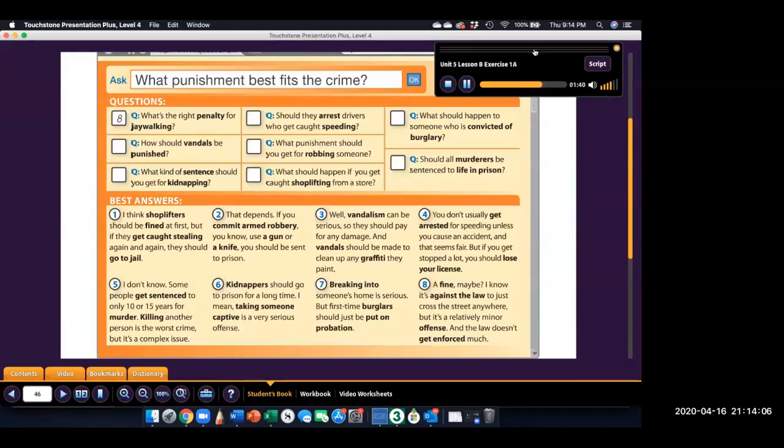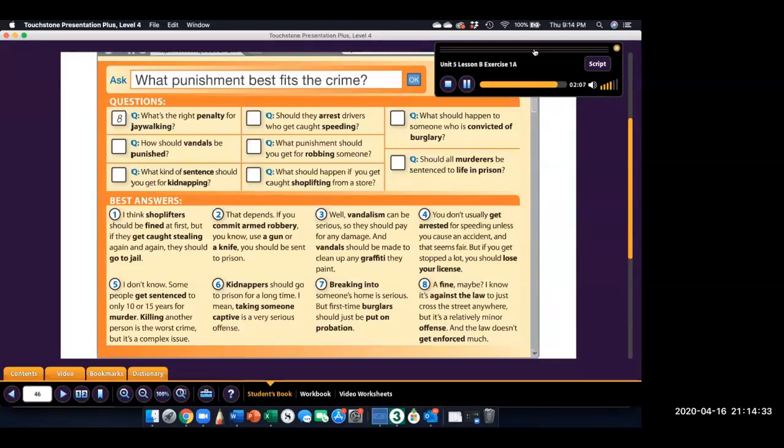What should happen if you get caught shoplifting from a store? I think shoplifters should be fined at first, but if they get caught stealing again and again, they should go to jail. What should happen to someone who is convicted of burglary? Breaking into someone's home is serious, but first-time burglars should just be put on probation.